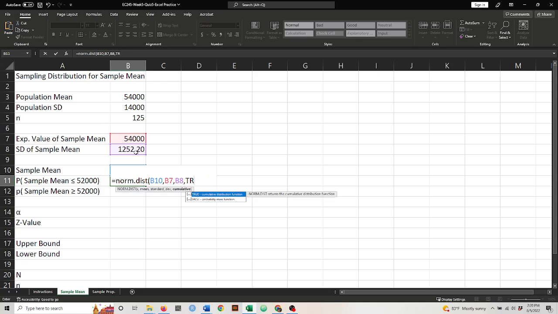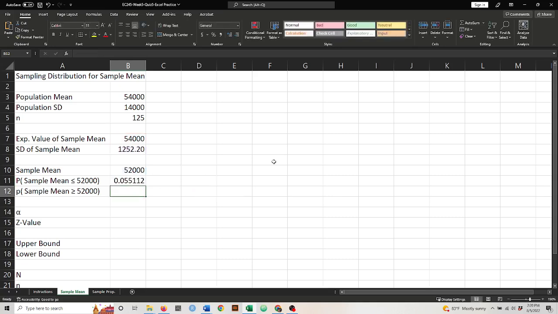I went through that too fast, just so you know what we're doing here, so you can see it. You're looking for the x value, that was the sample mean. Then the mean of our distribution right here is the expected value of the sample mean, and then it's the standard deviation of the sample mean for this particular case. It's an easy one to get confused on. And then true for the cumulative part, and we can get our result here.